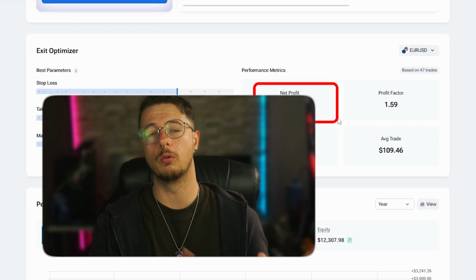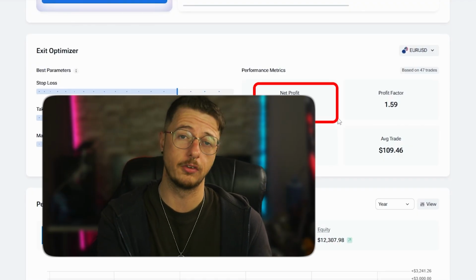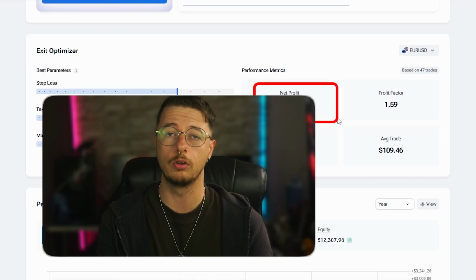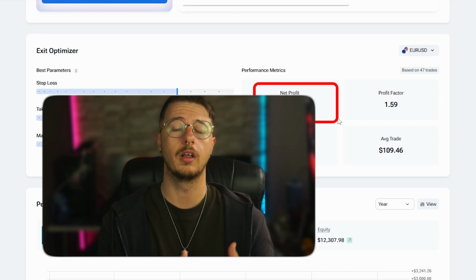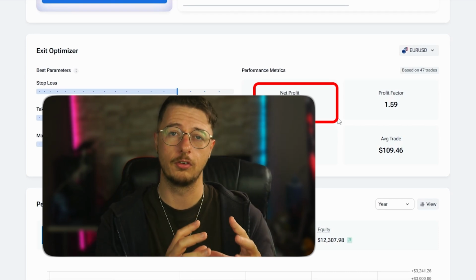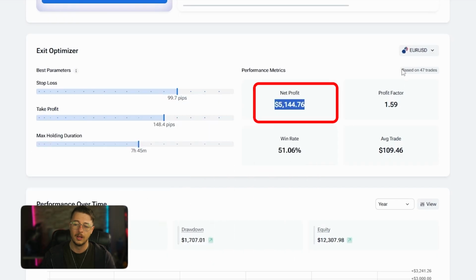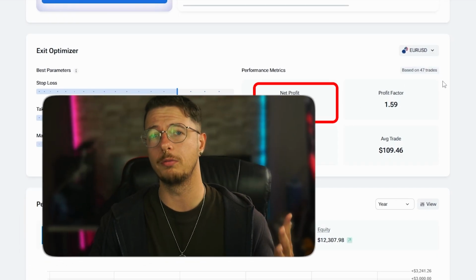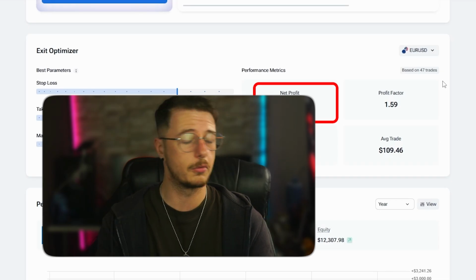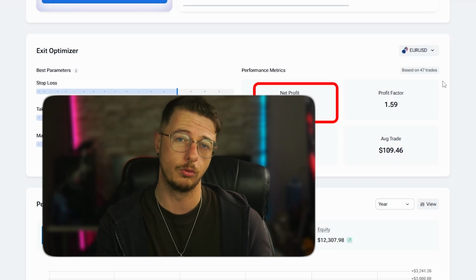But obviously we always have to be careful, because when we optimize a trading strategy, this doesn't mean it's going to work straight away in the future, because, like I said, it's the best parameter set for this period of time and based on these 47 trades. So now what we've got to do is do a forward test, the same as we would do with any optimization that we would do with a trading robot.